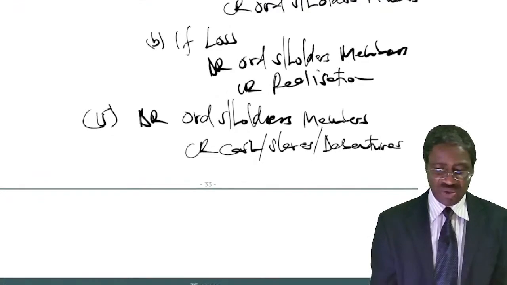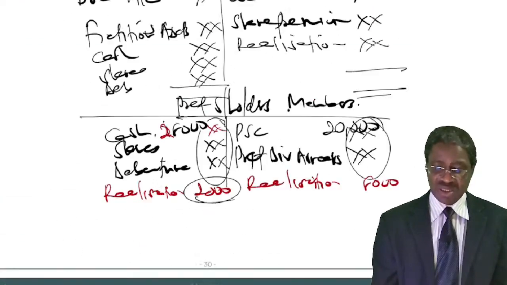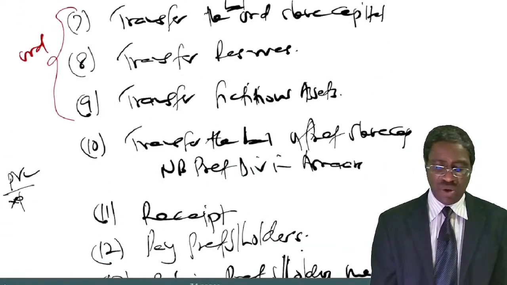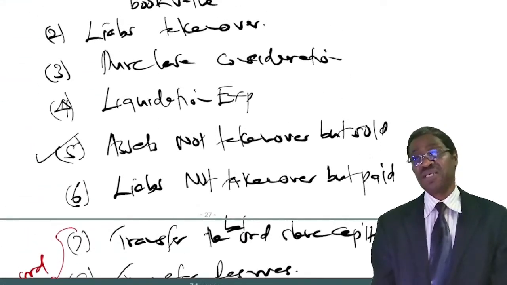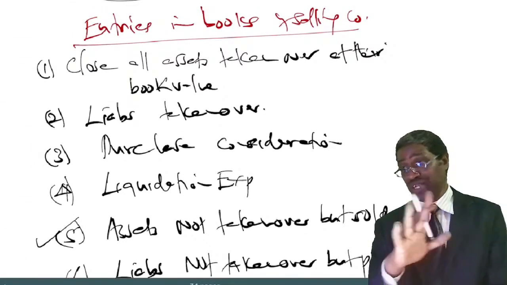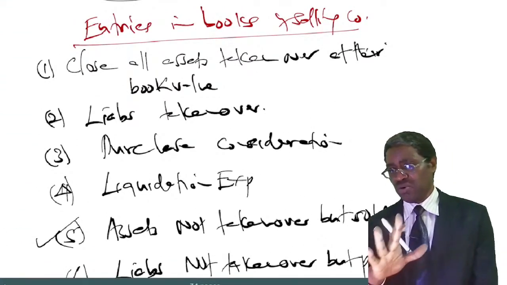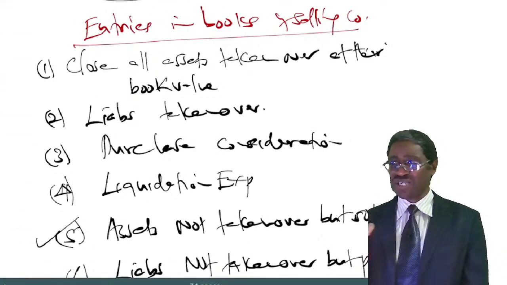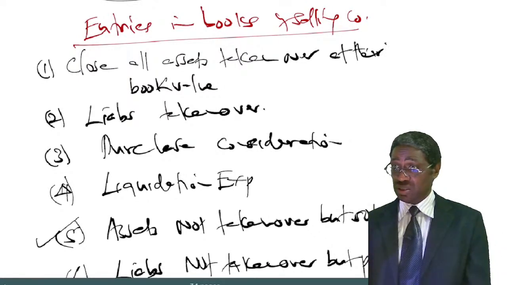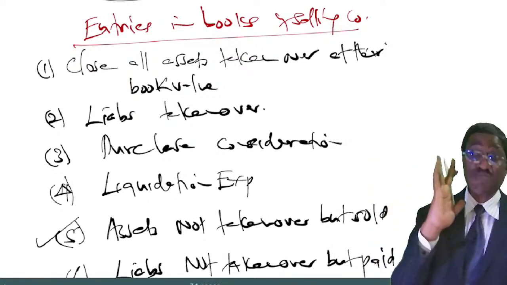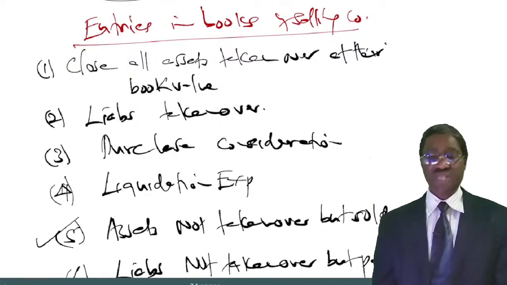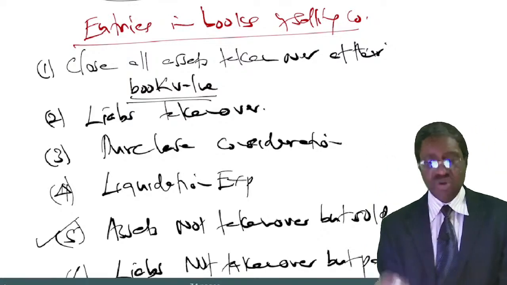What have we said today? We have discussed how to deal with the recording of the transactions in the books of the selling company. One, I told you, close all assets taken over to where? To the realization account. How? At their book values. That was the key word there. Book values.